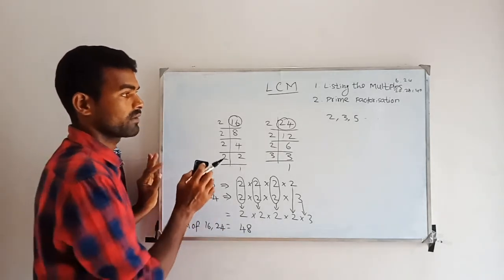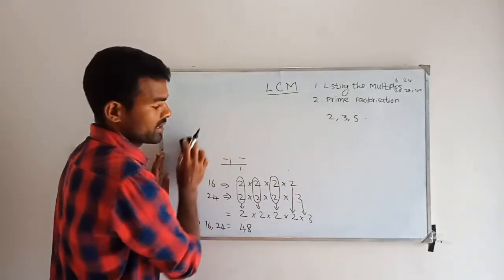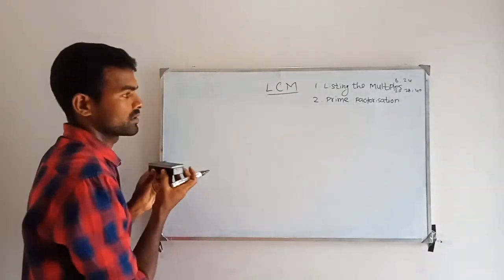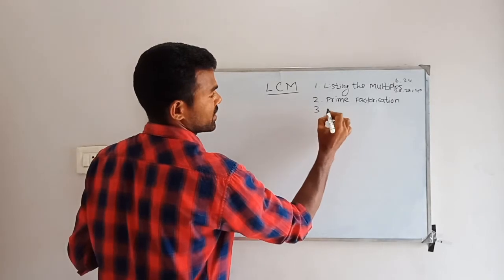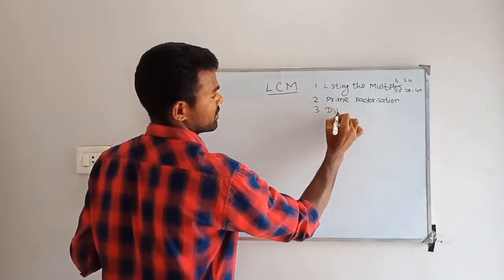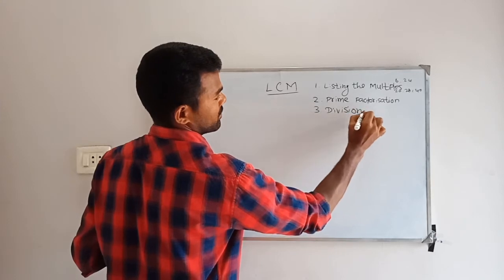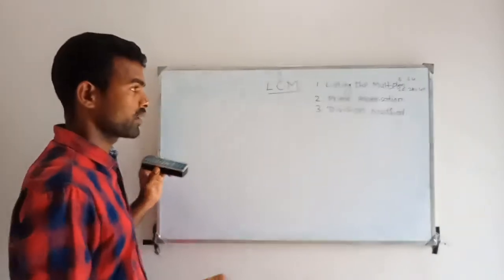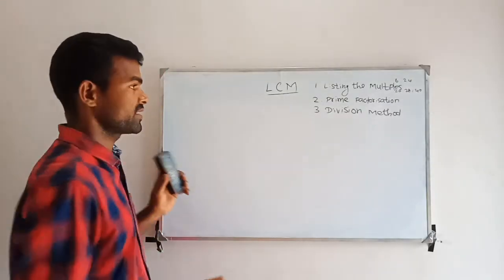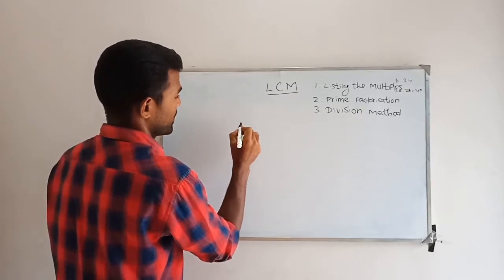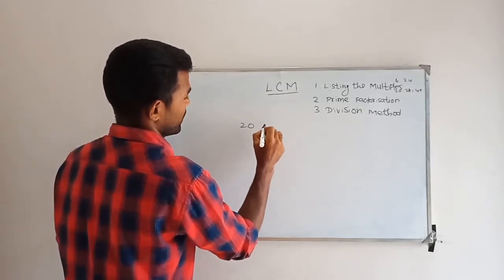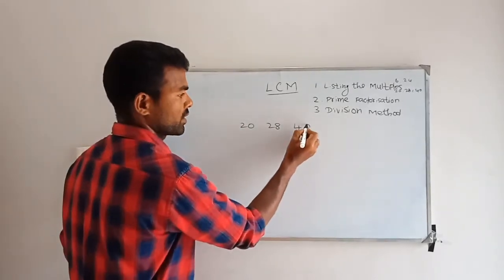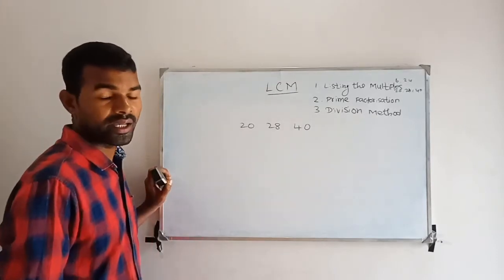Now let us go to our third method, the division method. Third method is by the division method. By the division method, we are going to find the LCM. So let us take three numbers here: 20, 28, 40.